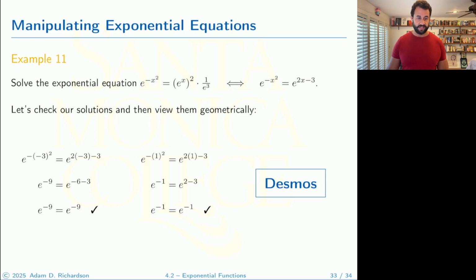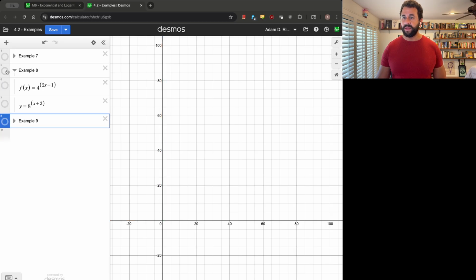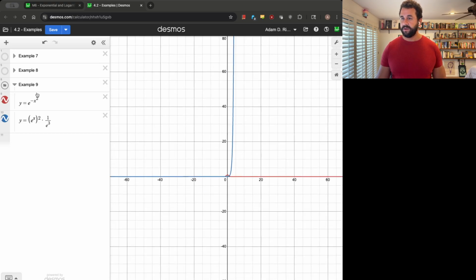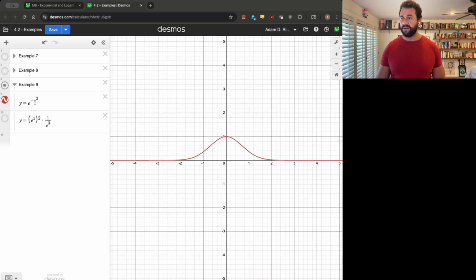Let's take a look at it on Desmos here. All right, let me hide this. Let me get rid of that for a sec. Hide example 8. Let's look at example 9. So here, let me do this one at a time, zoom in a bit. This is actually the graph of e to the negative x squared. This is a really important graph. You'll talk more about it in calculus, but this is the Gaussian. This is a function that you will pay a lot of attention to in calculus.